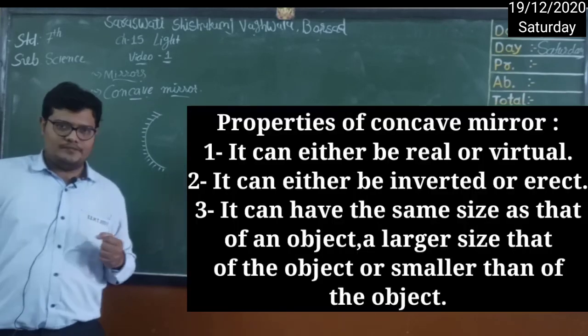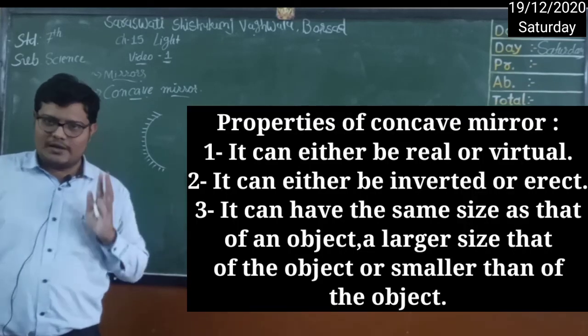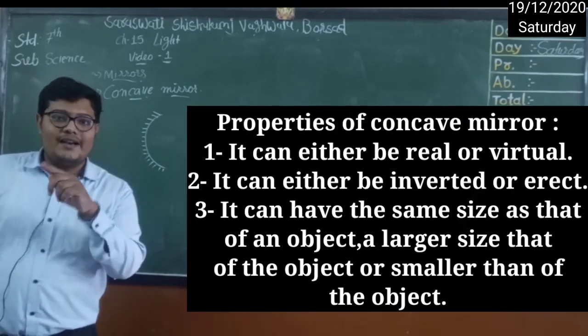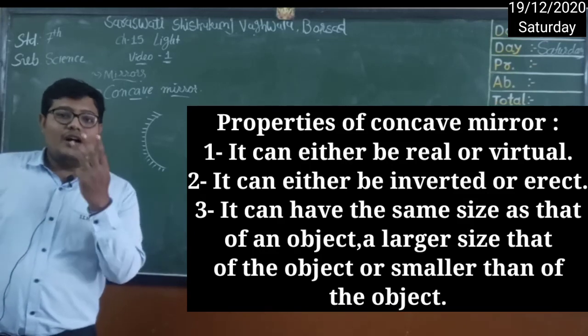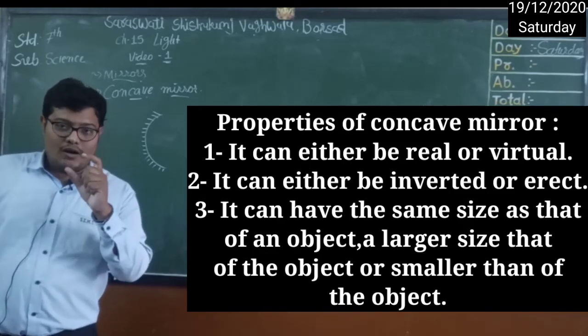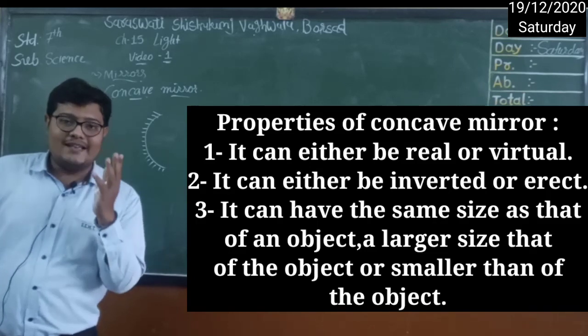Now three points are there. First one, real or virtual. Second one, inverted or erect. Third one, it can be small, it can be big, or it can be the same size as the object.